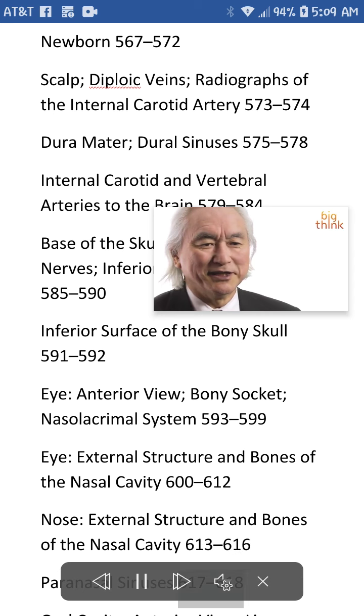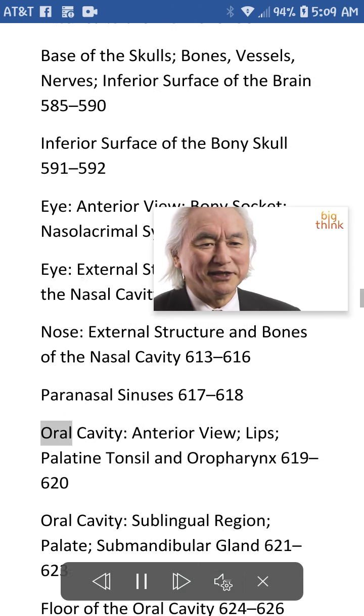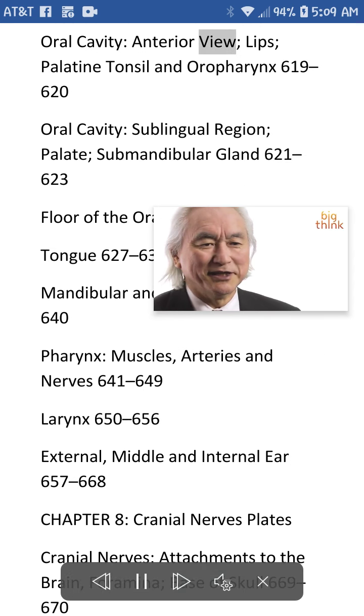Paranasal sinuses, 617 to 618. Oral cavity, anterior view, lips, palatine tonsil, and oropharynx, 619 to 620. Oral cavity, sublingual region, palate, submandibular gland, 621 to 623.